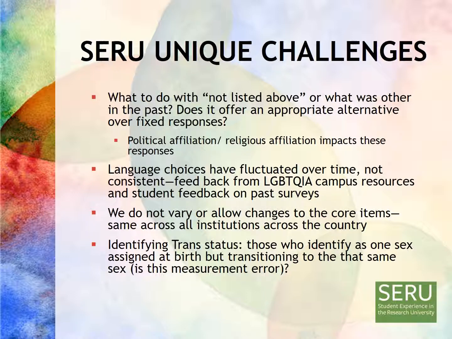I think it's been hidden in the past, and there's a lot of rich information in the other category. But it's also a place where a minority of students express their displeasure with us asking those questions. There appears to be some relationship with political affiliation or religious affiliation that seems to impact those responses, and what to do with those. And then again, as Allison mentioned, the language choices that we use. We get lots of conflicting feedback from different resources, and how do we work through those and come up with a consistent language for the survey?